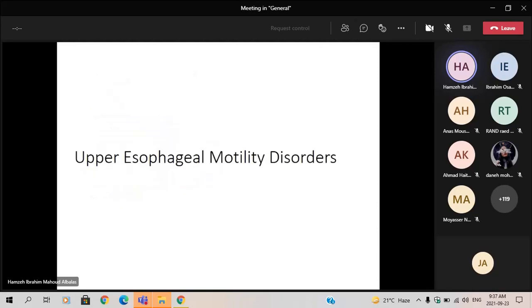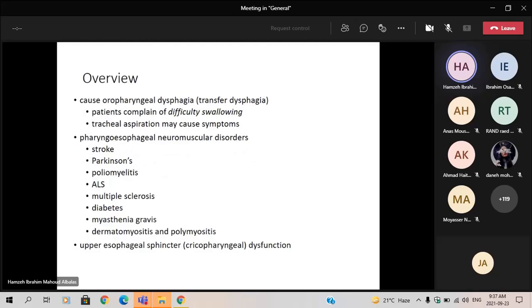For upper esophageal motility disorder, we have to rule out many causes like stroke, Parkinson's, polymyositis, multiple sclerosis, diabetes, myasthenia gravis, and dermatomyositis. Sometimes we have to do upper esophageal sphincter studies again and again for the patient, but it is complicated and poorly understood.